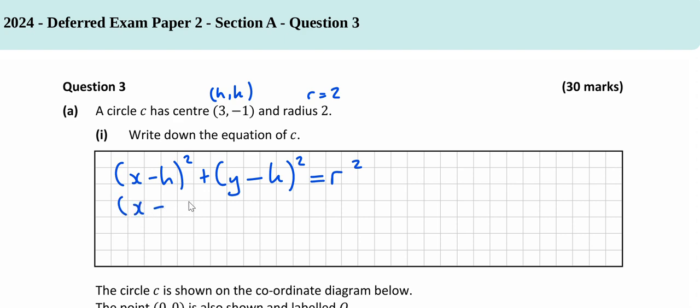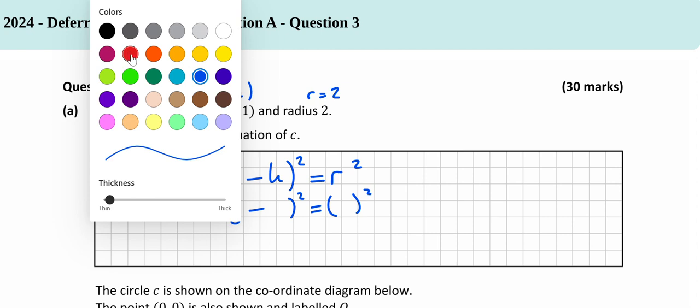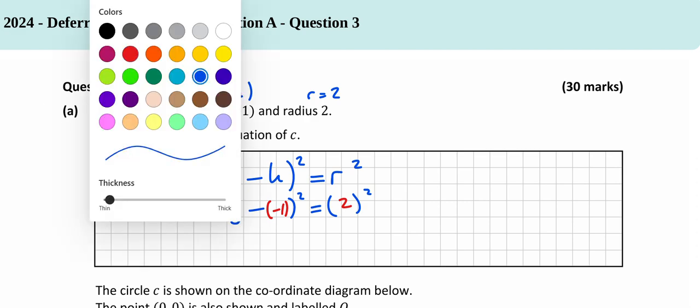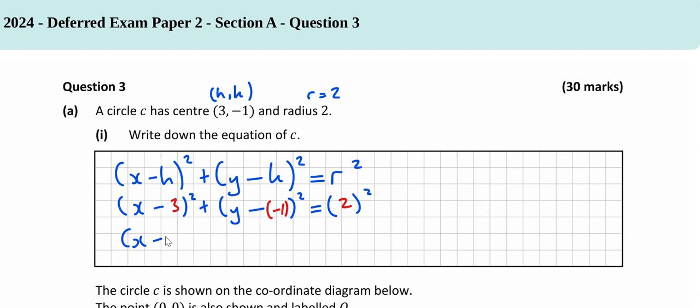So we set it up here, and now subbing in our values for h and k. h is 3, k is -1. Remember my only tip: if you have negative numbers, put them in brackets. And the radius there is 2. To finish part A, we get (x - 3) squared plus (y + 1) squared is equal to 4. So that's that question finished.